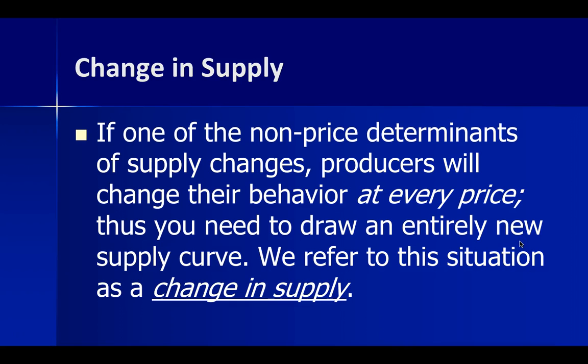Again, this doesn't mean that we're going to ignore those other factors that affect quantity supplied. It simply means that when one of those other factors, like input prices or technology, changes, we have to consider that the producer's behavior will change at every price, not just one price. This is the situation that we refer to as a change in supply. Again, let's look at an example.